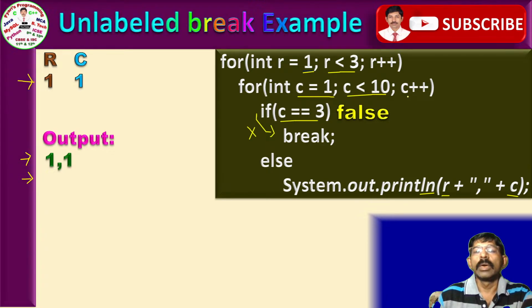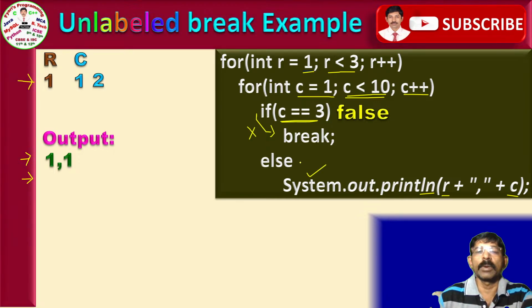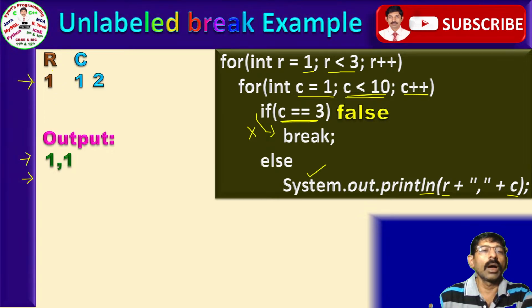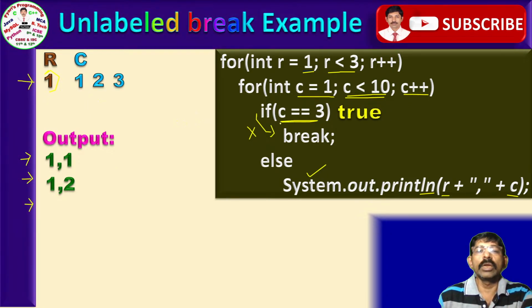Next time the inner loop will execute C++, which will make it 2. Now 2 is less than 10. True. But 2 equals to 3? False. So again it will execute the print statement in the else part. That is R is 1, C is 2. That's why it will display 1, 2. Println will take the control to the next line. Next time C++. C becomes 3. Now 3 is equal to 3. True. Break. It will take the control out of this loop.